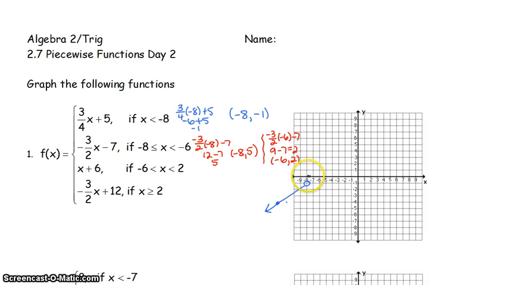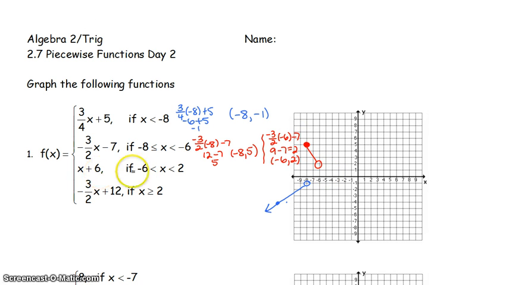So we go to negative 8, positive 5, our first point. Our symbol is less than or equal to, so I'm going to have a closed circle there. And then our second point is at negative 6, 2. So we go negative 6, 2. We have a less than, so that's going to be an open circle. And our second piece of our piecewise function is right there. We only want that one little segment of that line.